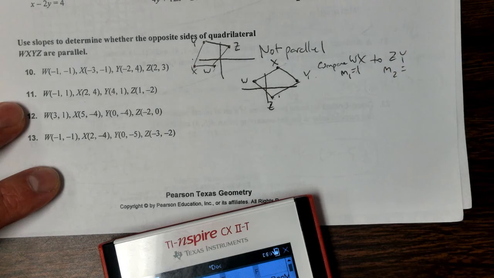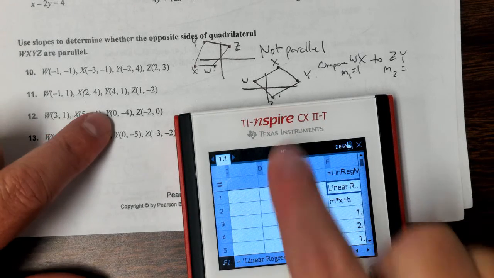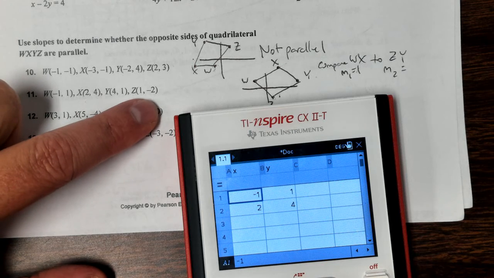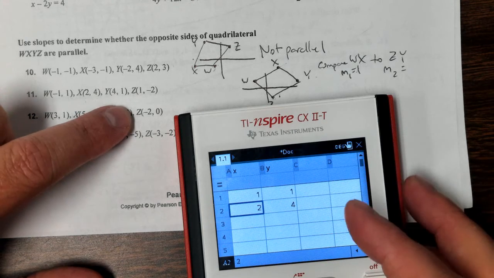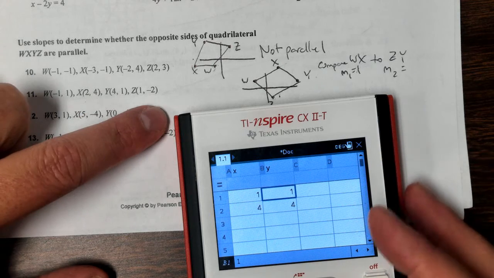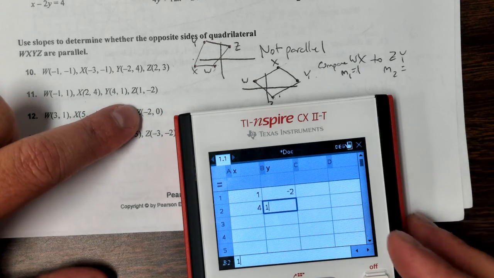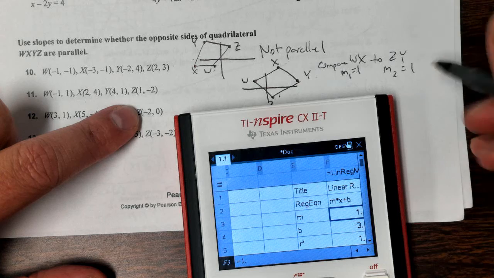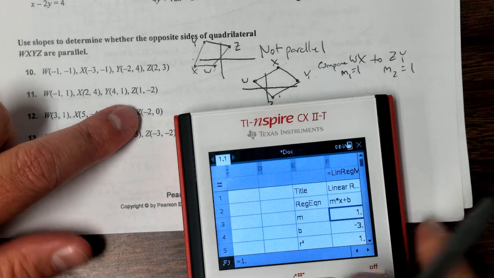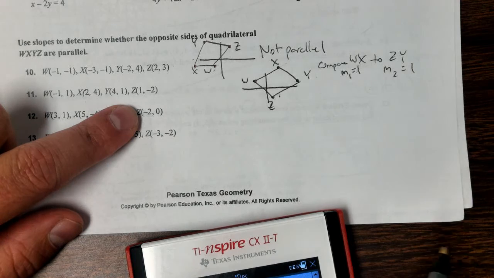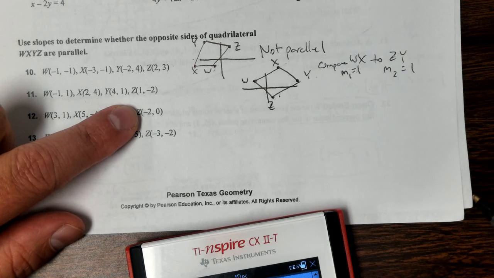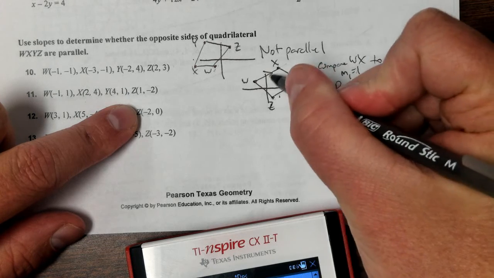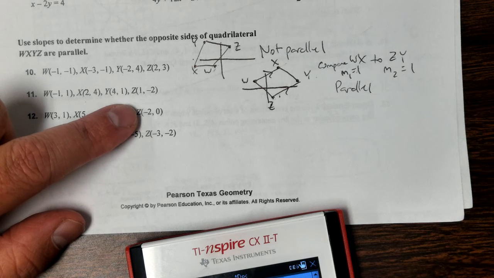Let's figure out zy. So all I have to do is go over here, and I'm going to put positive 1 and 4, and I've got to put negative 2 and 1. And now I get a positive 1 also. So because they match, that means that the slopes are equal, which means the lines are parallel. So that indicates that this is parallel to that.